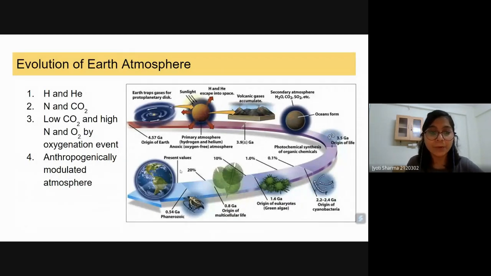And now the most important atmosphere we have is the anthropogenically modulated atmosphere, because whatever atmosphere has formed by itself has been modulated by humans. For example, we are releasing carbon dioxide, methane, and CFC gases into the atmosphere. Some gases that were not known naturally have been released by humans. For example, nature didn't have CFCs, chlorofluorocarbons, but humans made that gas and are releasing it into the atmosphere. So this is the anthropogenically modulated atmosphere.